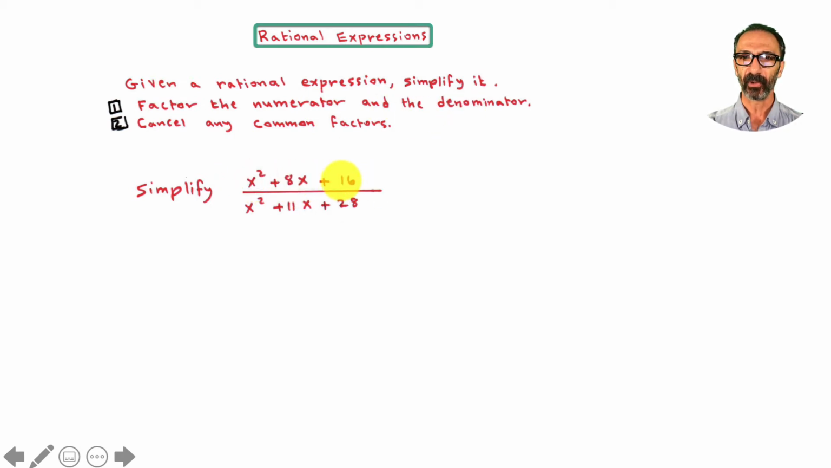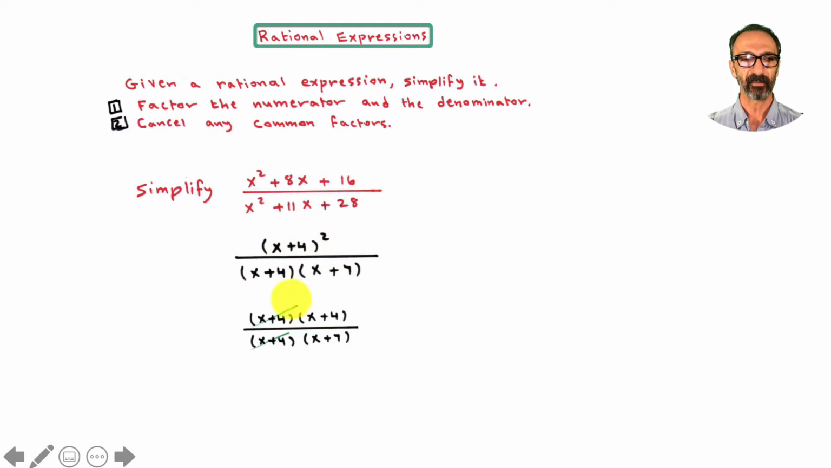Let's take an example. Factor the numerator and the denominator. So we know how to factor. We just took this in previous videos. So we're going to factor this. That is x plus 4 to the second. You could double check. X to the second, 16, and twice AB will be 8x. Down here, it factors to x plus 4 times x plus 7. 11 comes from 4x and 7x. Multiply 7 times 4 is 28. Let me expand this so you could see what I mean. This has 2x plus 4 multiplied by itself this way.